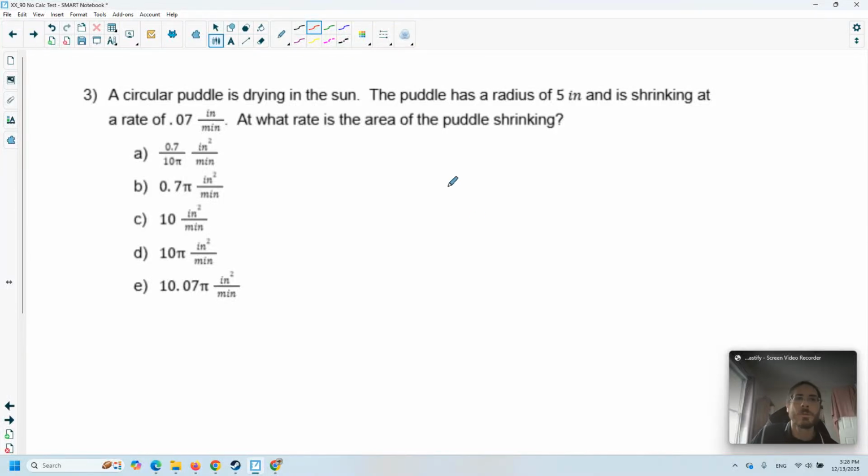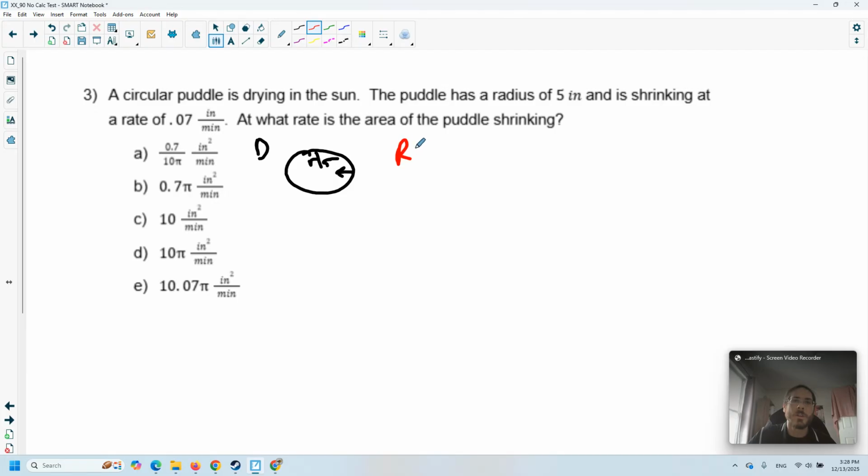All right, for 3, a circular puddle is drying in the sun. The puddle has a radius of 5 inches, shrinking at a rate of 0.07 inches per minute. At what rate is the area of the puddle shrinking? So again, we have our puddle, and it is shrinking. It has a radius of 5. And so that's what we got. So that is going to be our draw step.